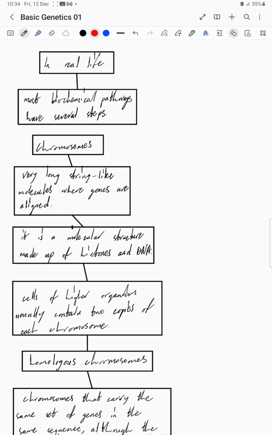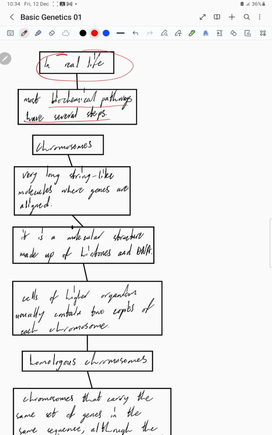So today we are going to learn about basic genetics. It's a continuation. So in real life, we see that most biochemical pathways have several steps.